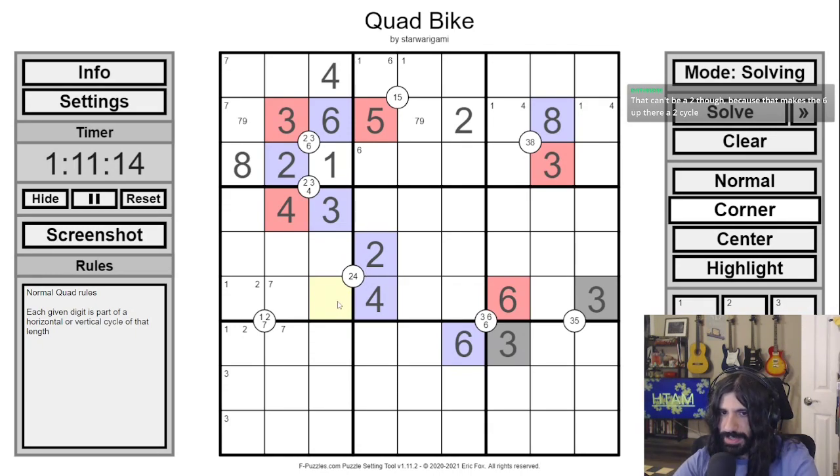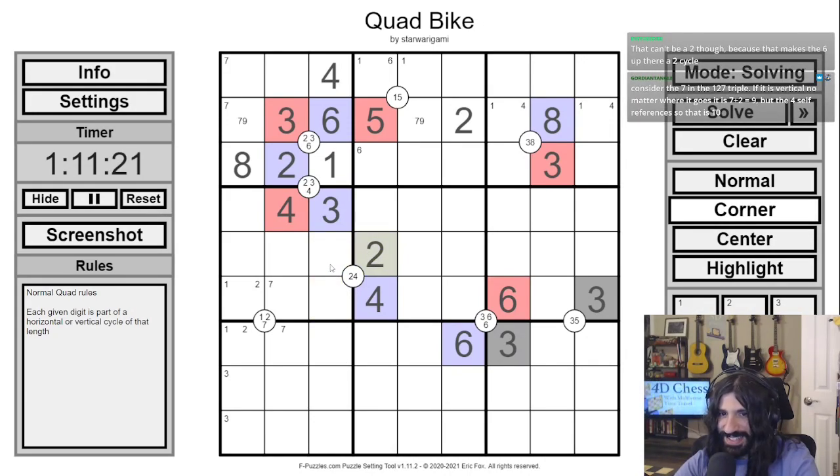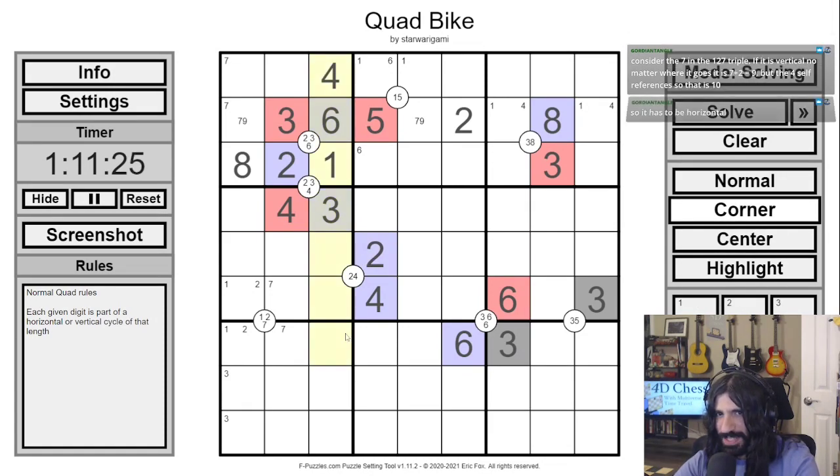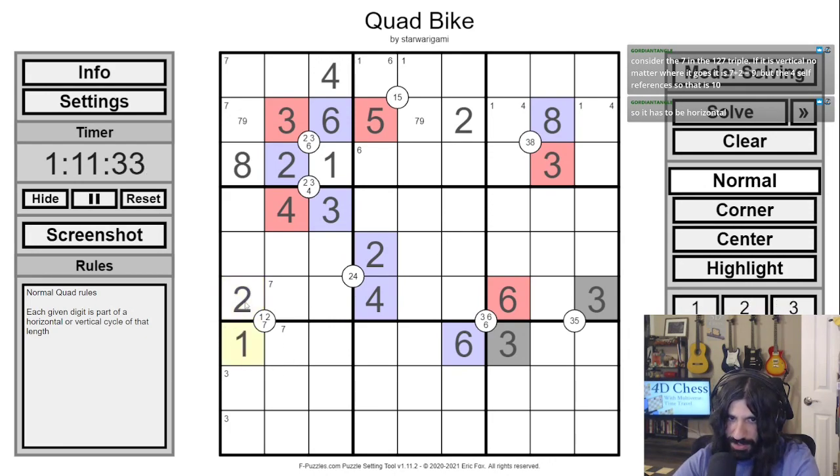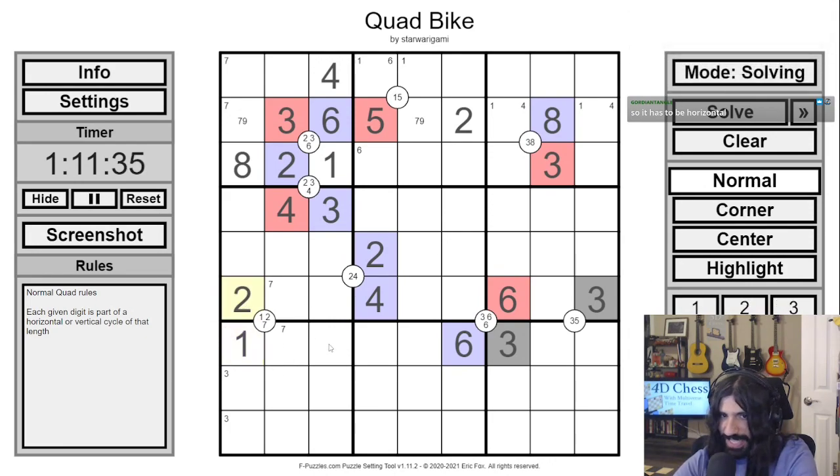I agree that this can't be a 2. Oh, I guess you're right. That's how we came up with this 2 anyway, right? Right. So this can't be a 2 and this can't be a 2 because this 2 is here. So one of these has to be a 2, which means that the 2 around this circle has to be here. So we've got this 2 and this 1. Cash money right there.